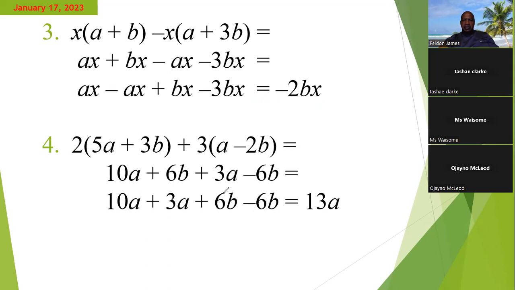All right, so in this one, 6b minus 6b gives you 0. And likewise here, ax minus ax gives you 0. So after you simplify this, you're left with that. After you simplify here, you're left with this. All right, I hope you guys are following. All right, moving on.